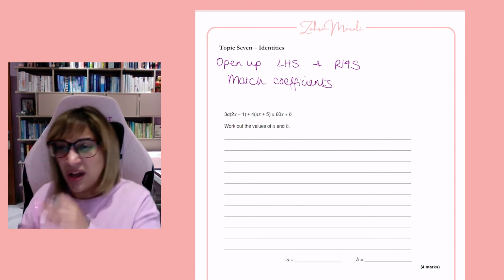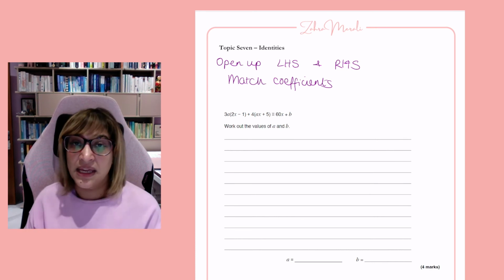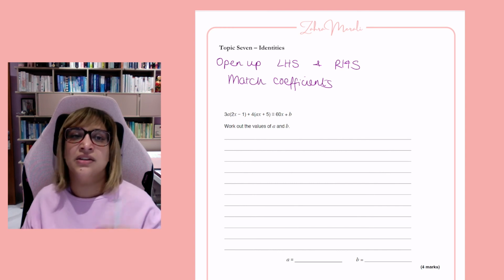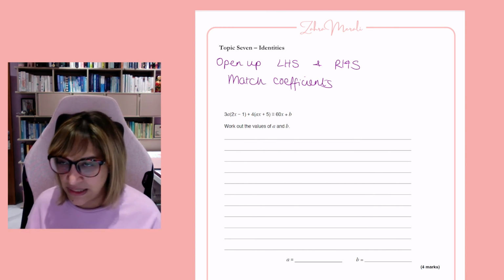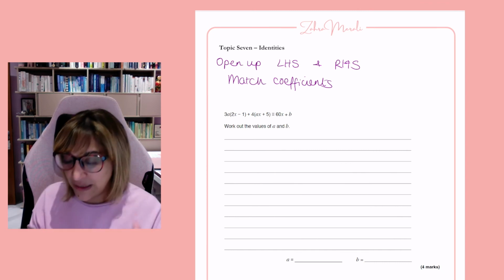Okay, so underline, highlight. I use a highlighter when I do this. In the exam, it doesn't matter as long as you're working. It's all done in your correct colour pen, and you put it at the bottom and your final answer is really clear. So we're going to take our left-hand side and open out the brackets.